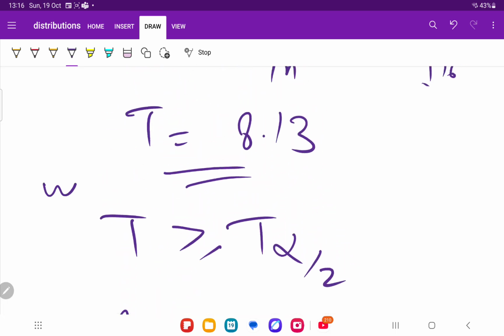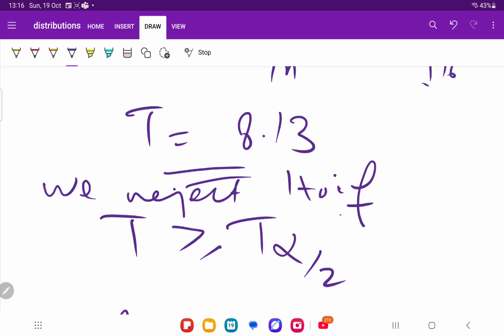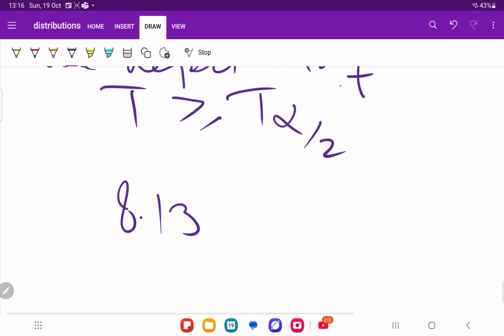So here is the rule: we reject H naught if T is greater than T alpha. So T is 8.13, and what about alpha? T alpha by 2. For example, if we're considering 5%, it should be around 1.96, something like that, or around 2. Okay, maximum.